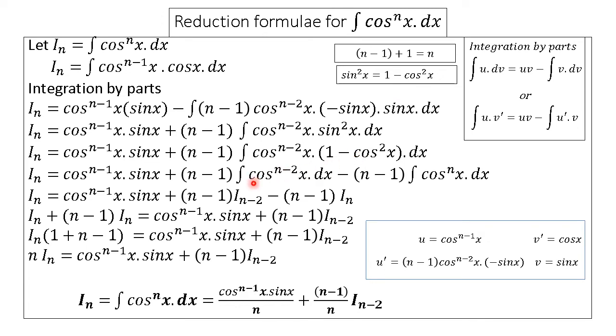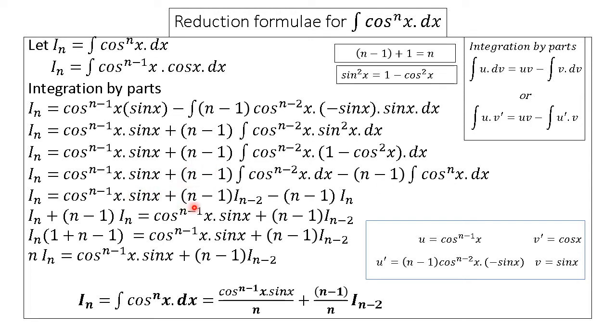In the next step, multiply n minus 1 throughout this one. We get n minus 1 into integration of cos to the power n minus 2 x, minus, here minus into plus is minus, n minus 1 into cos to the power n minus 2 x into cos square x. Bases same means indices must be added. Cos to the power n minus 2 plus 2, the plus 2 and minus 2 get cancelled. Remaining is integration of cos to the power n x dx. All remaining terms are same.